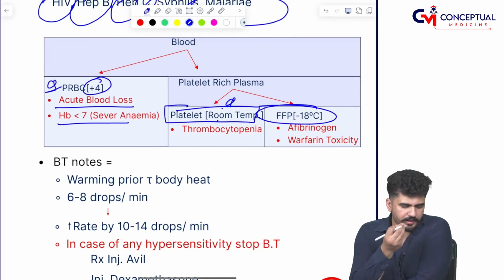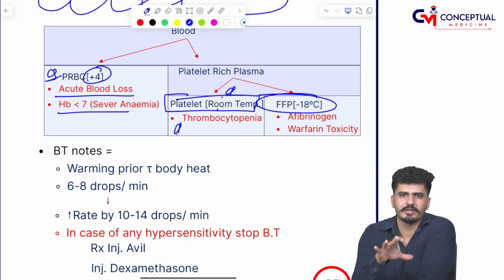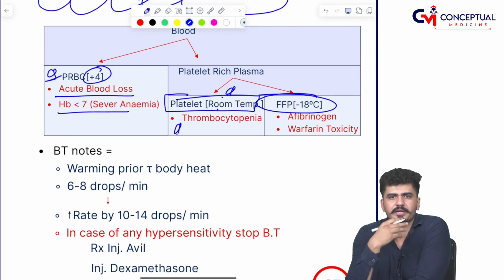Plate leke khana khate room mein. So these are stored at room temperature, and in thrombocytopenia, when there is dengue etc. and a low platelet count, then we give the platelets.